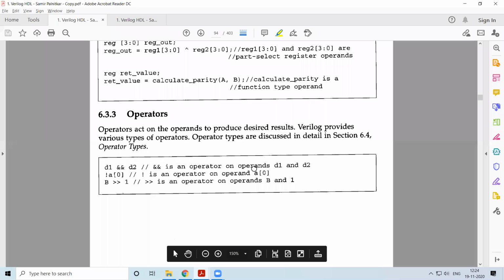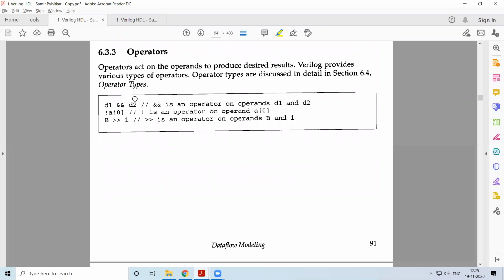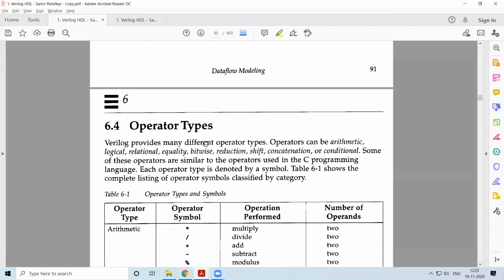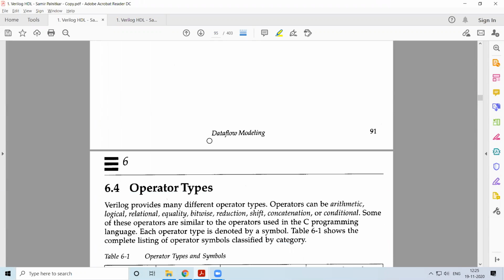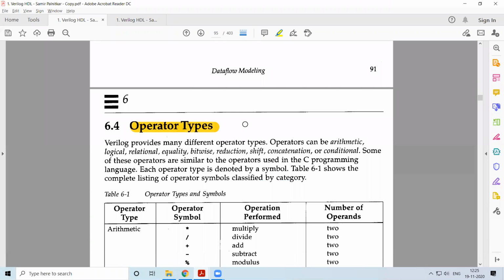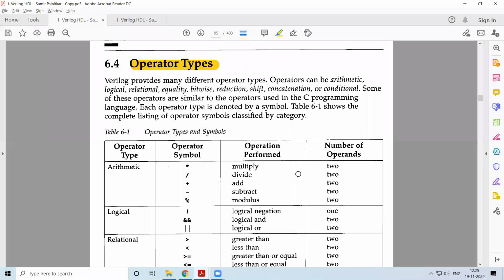Now we discussed a few of the operators. So what is the operator? An operator is intended to indicate what kind of operation has to be performed on the operand or operands. In this case, D1 and D2 are the operands, and the double ampersand is the logical ANDing of both. Here, the exclamation mark is a negation. It is performing negation of one bit, and here the operand is A of 0. So this is what is meant by operators. We have different types of operators.